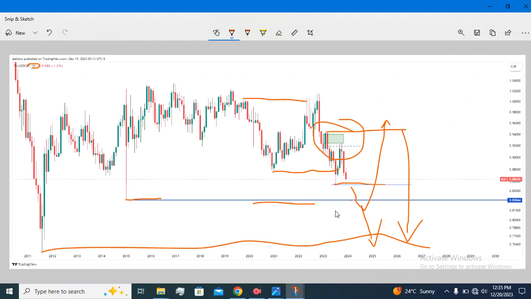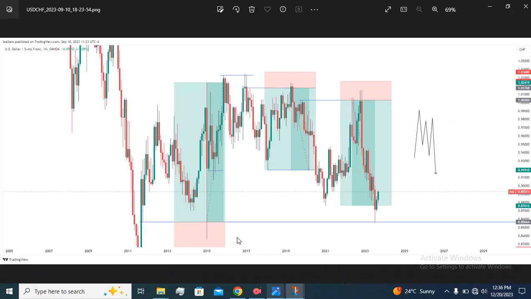Idea of doing analysis on USDCHF, though I don't trade it. I was going back through my library, and I was fascinated to see analysis that I did on September 10th.